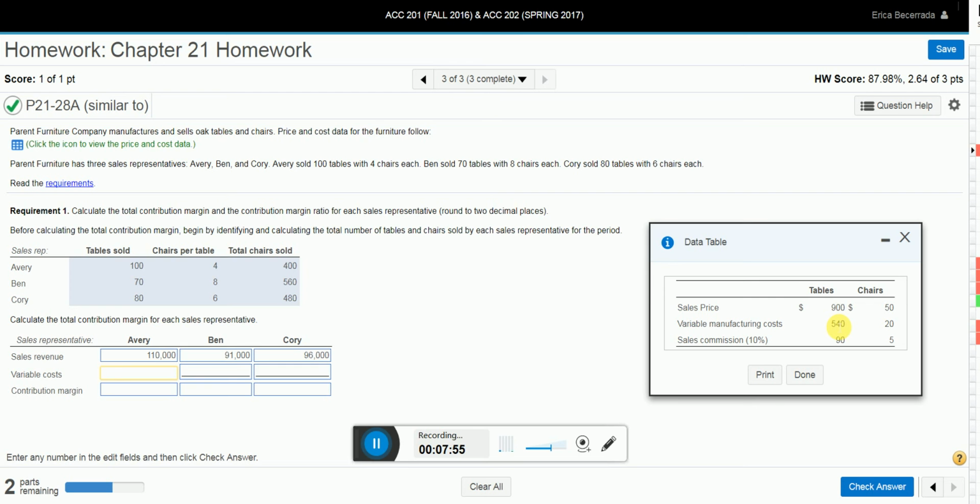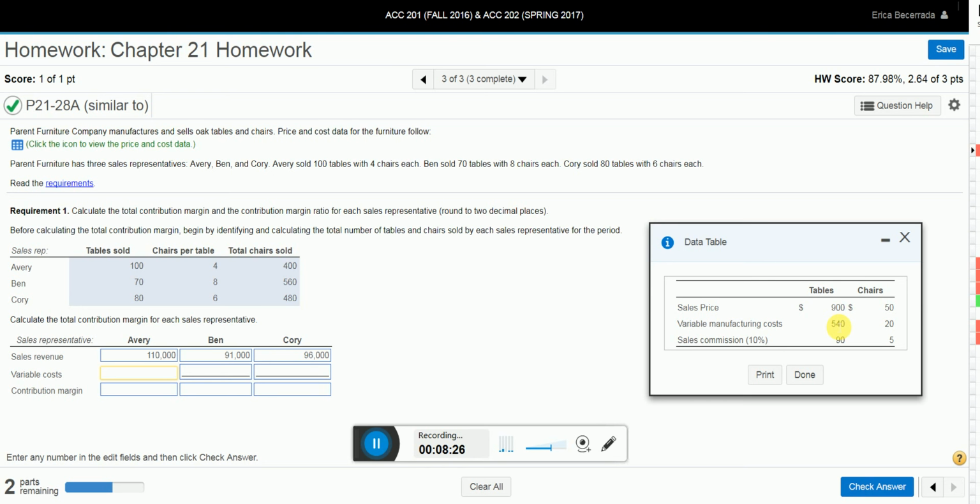We get 37,800. Ben also sold 560 chairs, multiply that by 20. We get 11,200. Okay, so 11,200 from the chairs plus 37,800 from the tables. We get 49,000 for variable cost for Ben.